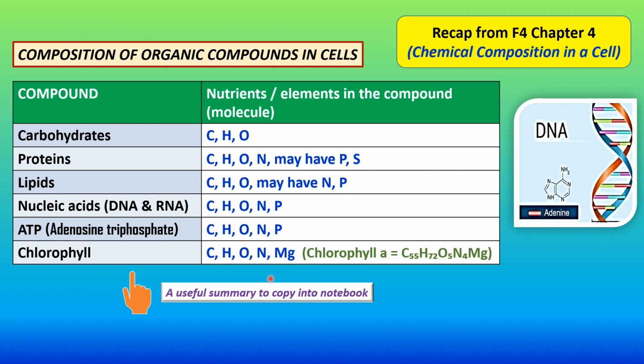Now, chlorophyll. Here is an interesting fact. The formula for chlorophyll a is C55H72O5N4Mg, magnesium. Okay, so chlorophyll contains these elements, CHON and Mg.